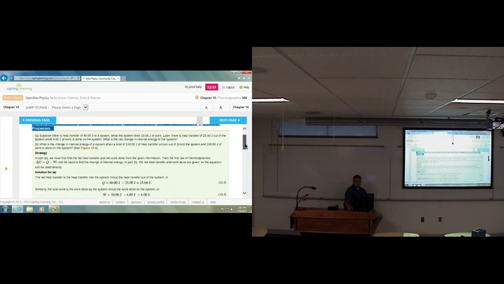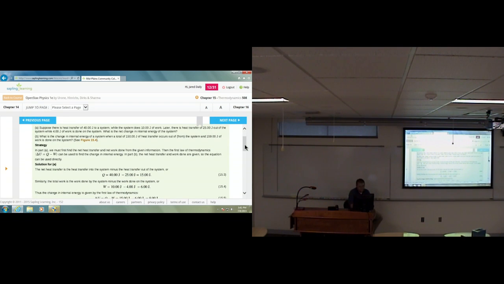So let's look at an example using this here. We're going to suppose there is heat transfer, so there is a Q of 40 joules to a system. That's heat going into the system, so that's going to be a positive 40 joules, while the system does 10 joules of work. If the system does the work, it's positive. If the system receives the heat, it's positive. So both those numbers are going to be positive in this problem.